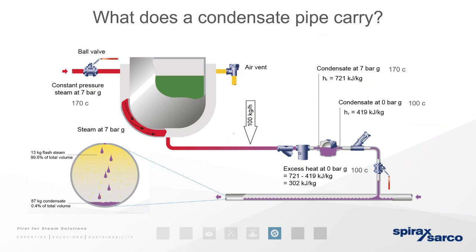So if a condensate then passes across a steam trap and falls to a pressure of 0 bar gauge, atmospheric pressure, we now know that it can only contain the 419 kilojoules. Although, before the steam trap, at 7 bar gauge, we have an hf of 721 kilojoules. So the only way that this excess energy of 302 kilojoules, the 721 minus the 419, can be released is by producing flash steam. But remember, steam has a volume that is 1,650 times greater than that of condensate, which is now your liquid.